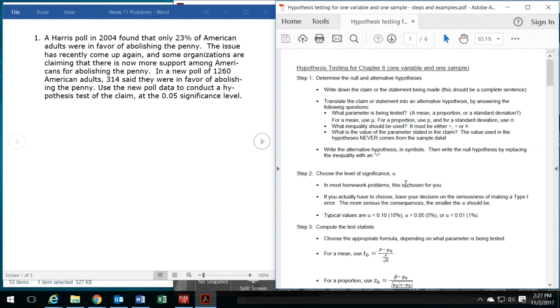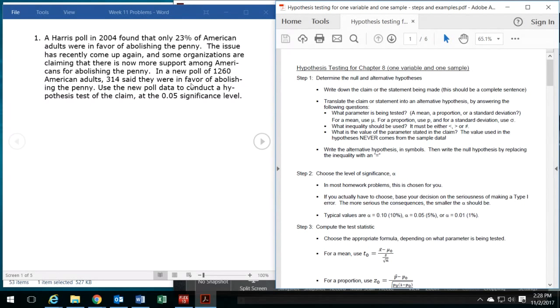Now, if we were trying to choose our significance level, we'd look at what it is that we're testing and see what the consequences would be if we made a type 1 error. So in this case, a type 1 error would be supporting the claim that more people are in favor of abolishing the penny when that's not really true. So if the proportion of people who want to abolish the penny is still only 23%, and we said it was more than that, that would be a type 1 error.